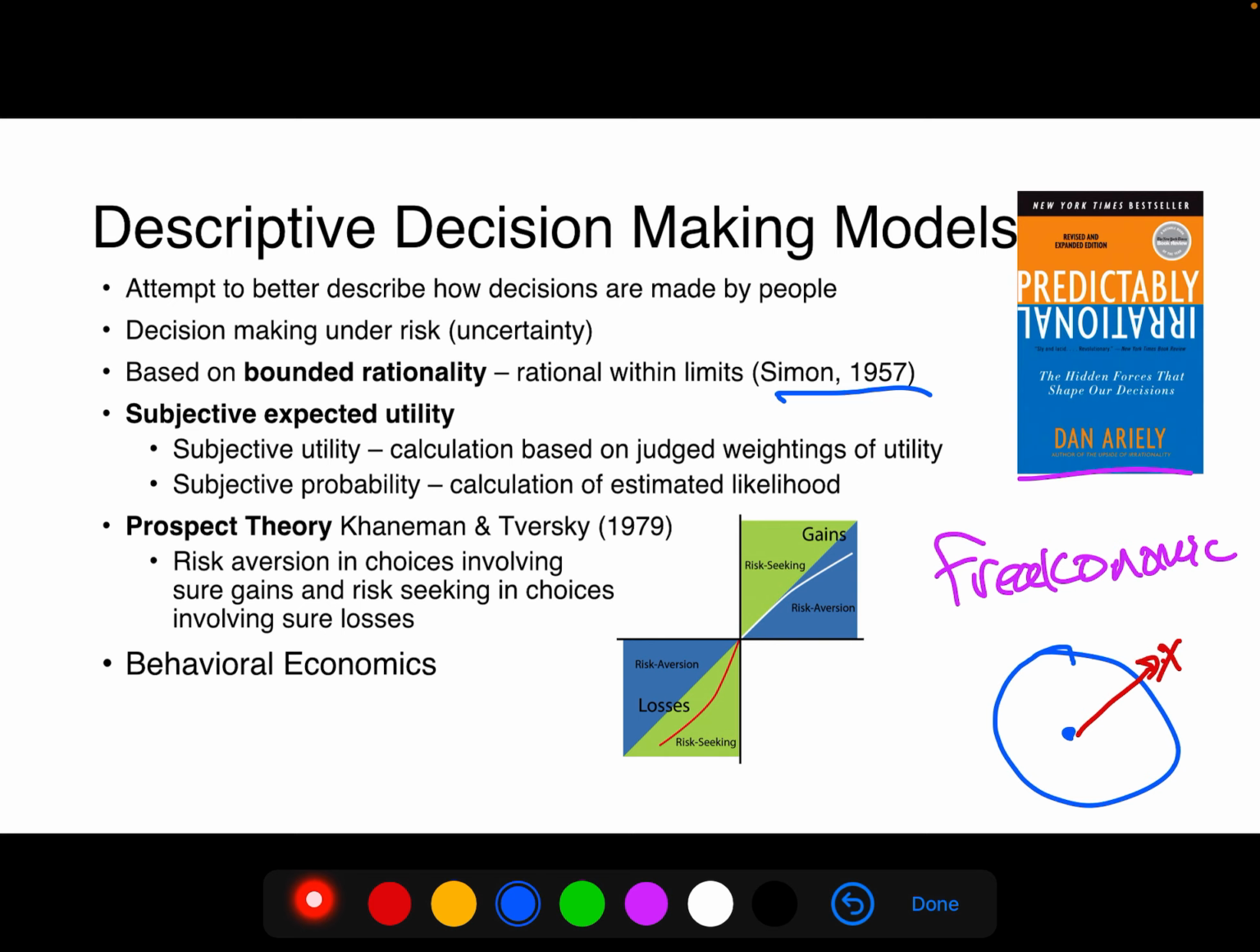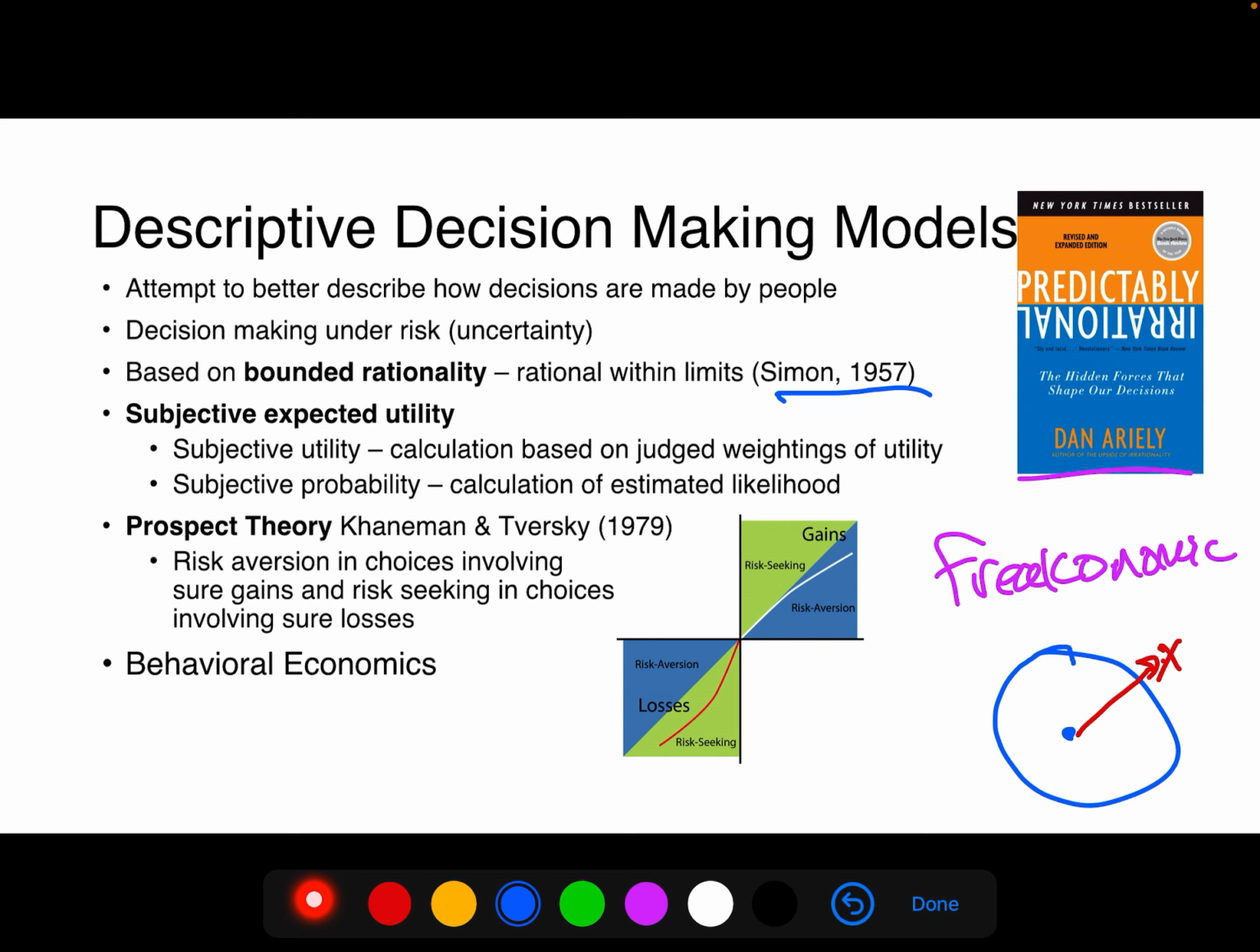We also are looking at subjective expected utility. Subjective utility is the calculation based on judged weightings of utility. Utility in this sense is some good, whether it's monetary value, social value, whatever. Subjective probability is the calculation of estimated likelihood. These are things that we do, not very well, but we do them.